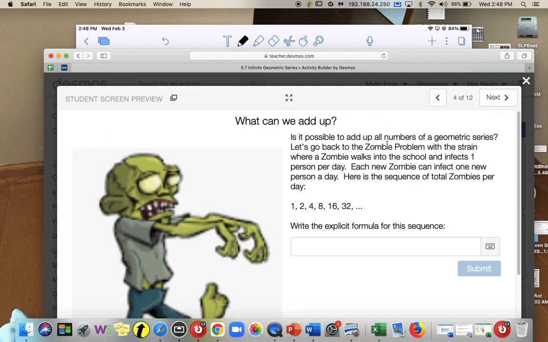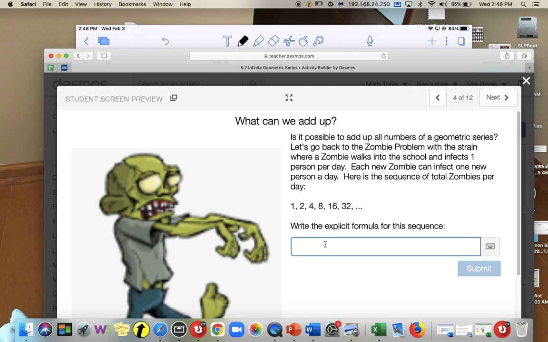Let's go back to the zombie problem with the strain where a zombie walks into school, infects 1 person per day. Okay, this is a different strain than the one we talked about just a few days ago. Each new zombie can infect 1 new person per day. Here's the sequence of total zombies. So pretty much the number of zombies doubles per day. So 1 the first day, 2 the second day, 4, 8, 16, 32.